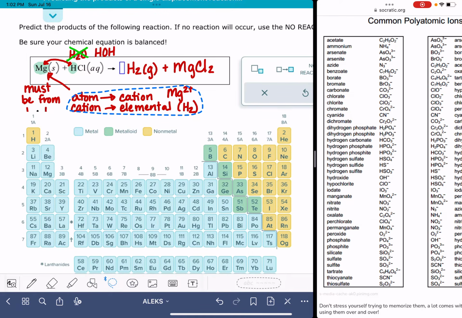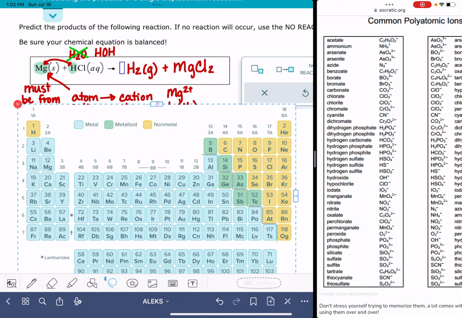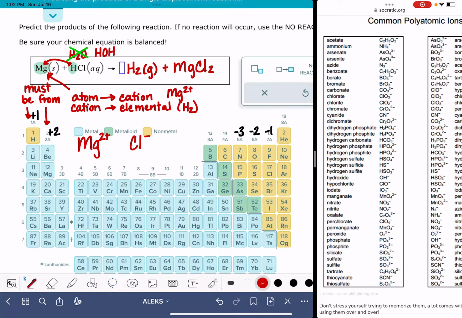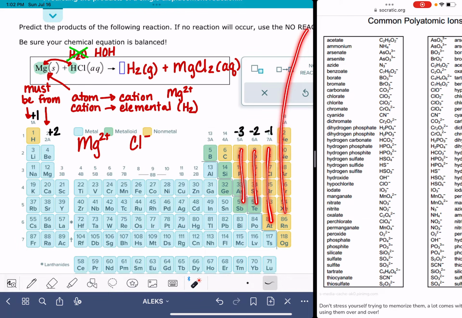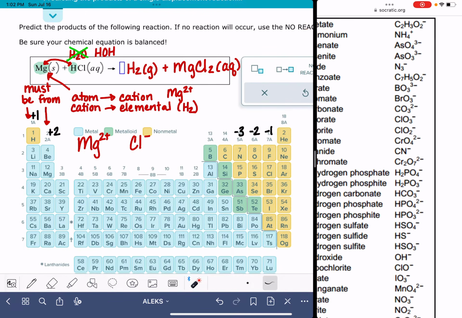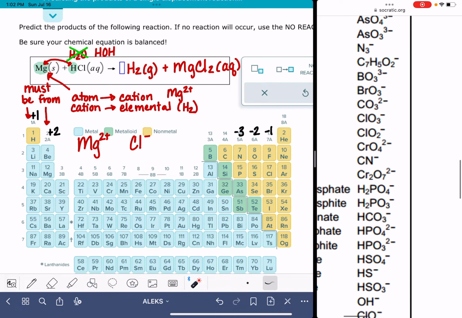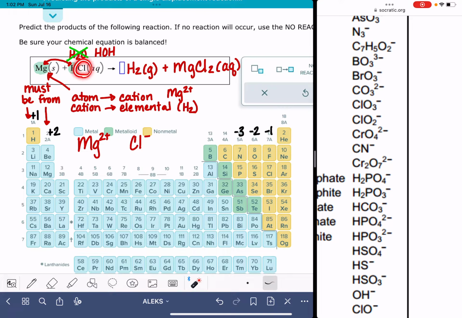Okay, so that other product, the second product of this reaction, is always going to be aqueous. Now, sometimes you are going to have a polyatomic ion, not an ion that you can find on the periodic table and predict its charge, and that's why a table of polyatomic ions is really handy, because it is going to help us predict the charge of whatever that anion might be.